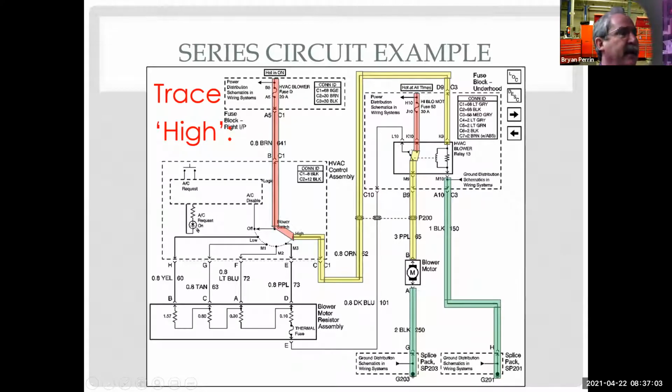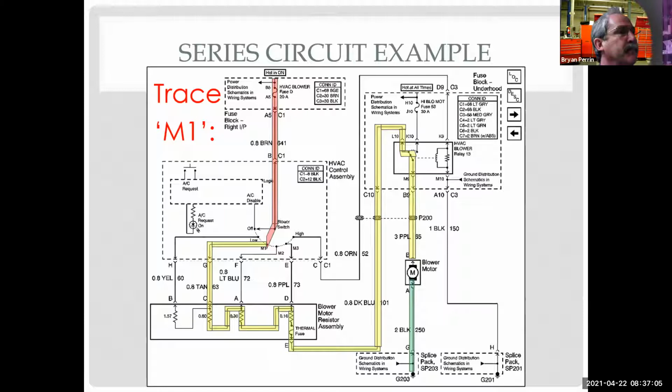So if I back up a little bit, and I have now battery power. I'm setting battery power down here. I've just connected the switch. So now I put battery power on here. What would my voltage be at pin C?